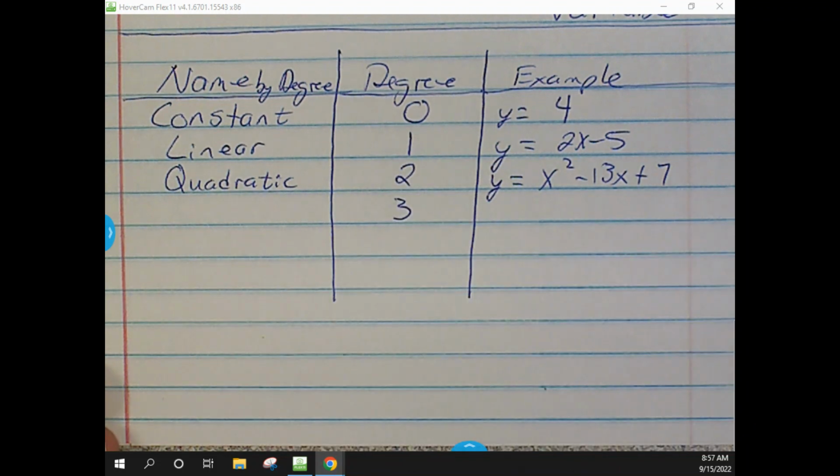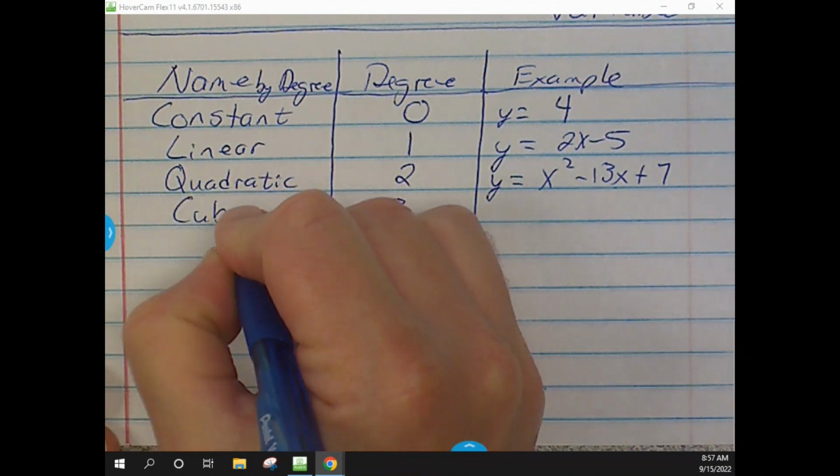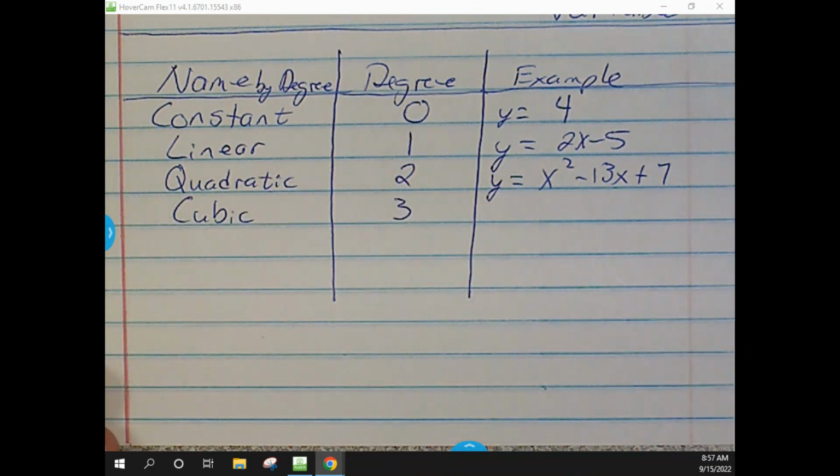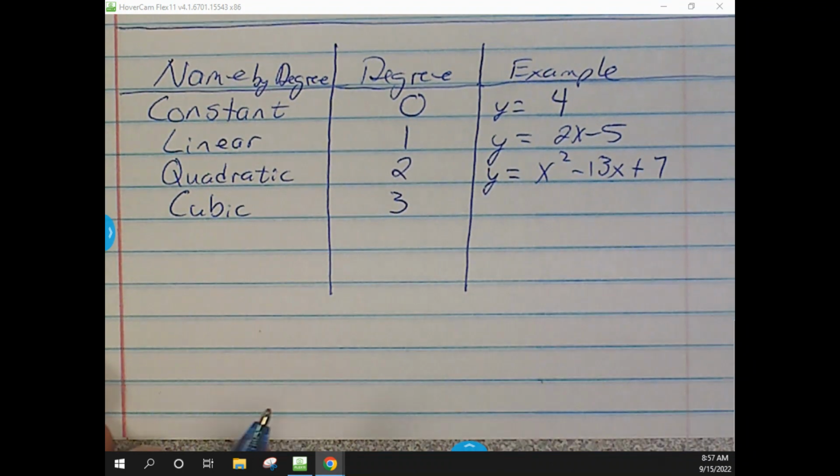All right, degree 3. And this one actually makes sense. If something is to the 3rd power, like if you do volume, it's length times width times height, that you multiply those together. So they call it cubic because it's cubed. It's got 3 dimensions: length, width, and height, if you want to think about it that way.